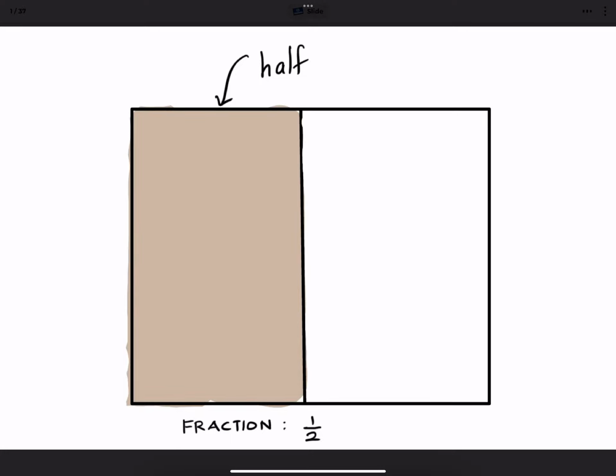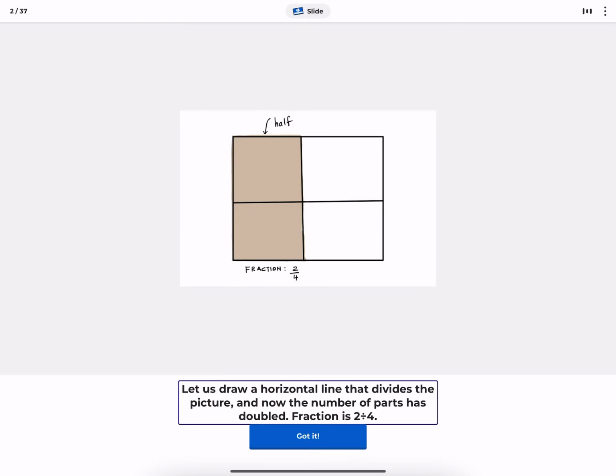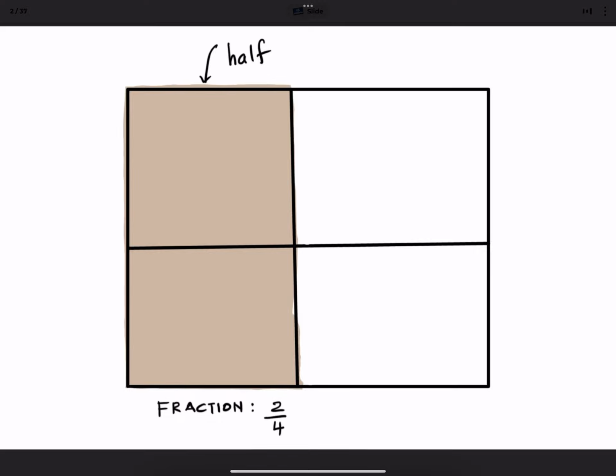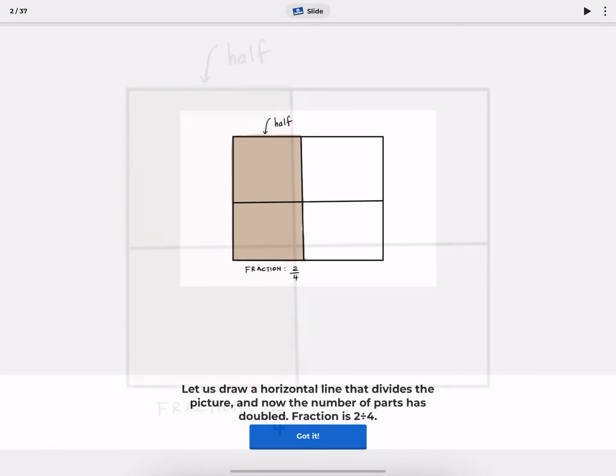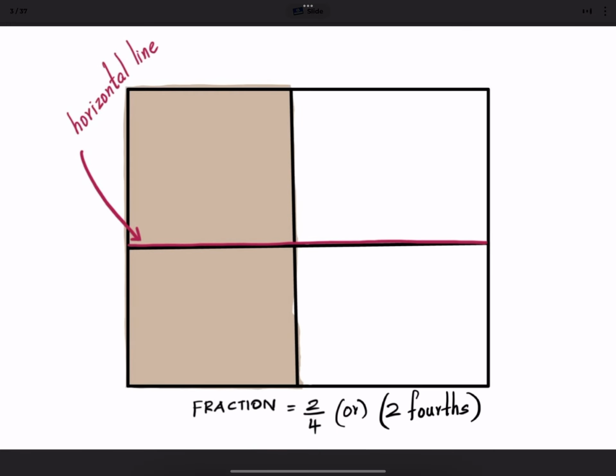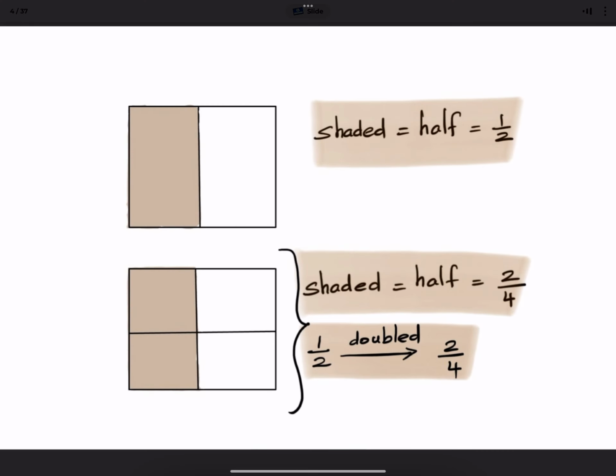And the fraction is 1 divided by 2, or 1/2. Let us draw a horizontal line that divides the picture, and now the number of parts has doubled. The fraction is 2 divided by 4. The number of parts has doubled, but the shaded area remains the same. The shaded portion represents a half, and it remains the same for both pictures.